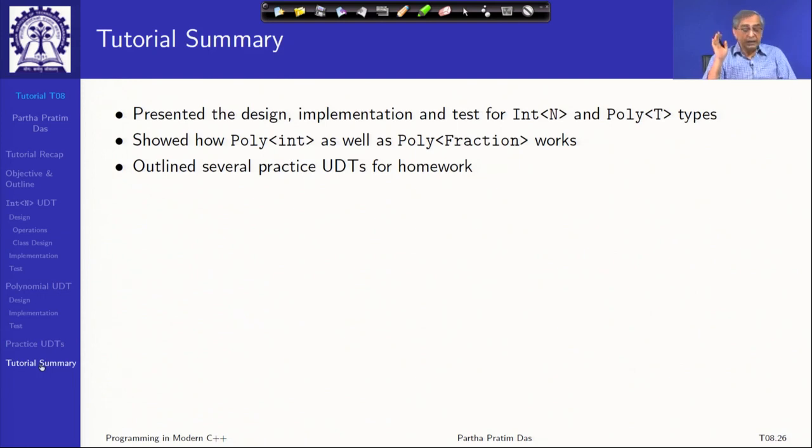So, to summarize, we have presented the design, implementation and testing for int n, limited size n, integer, signed integer, and a polynomial type based on any coefficient and value type. And we have shown how poly int and poly fraction work, and outlined several practice UDTs for homework which you should try out. And with that, I think you will get a good command over designing data types or writing classes in C++. Thank you very much for your attention. Meet you in the next session.